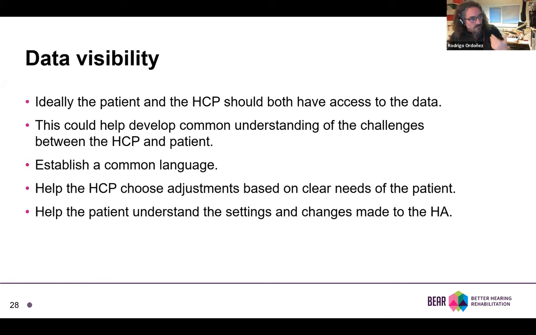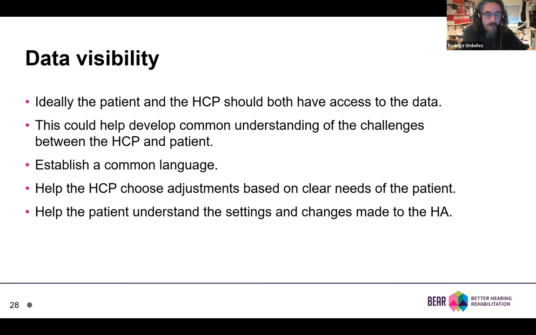And again, if the data is visible to both the patient and the hearing care provider, then this could help develop a common understanding of the challenges. So if I can read that the person having the hearing aid is having trouble or these bad experiences or these good experiences, then I can have a dialogue with them about it using the same language. And then this can help the hearing care provider choose adjustments based on clear needs that the patient indicates, and help the patient understand the settings and challenges and changes that are made on the hearing aid.